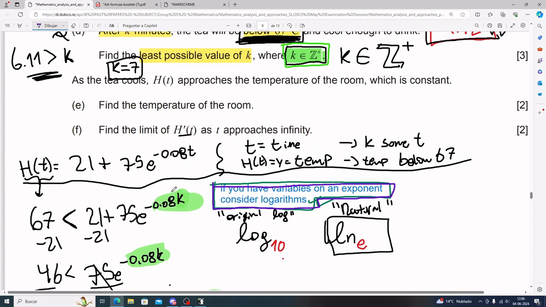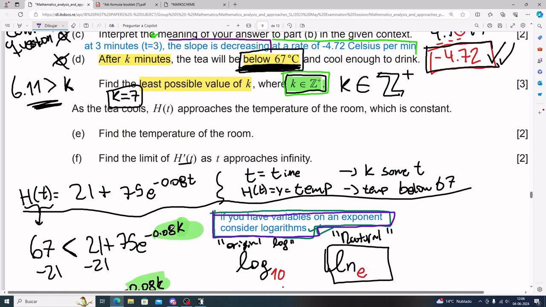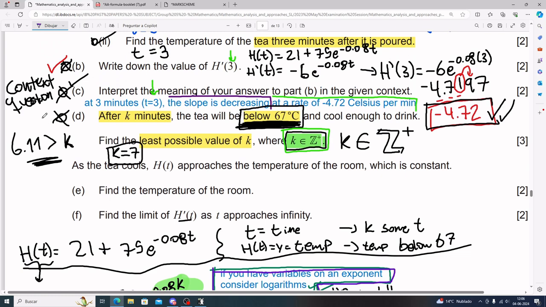So learn logarithms, learn fractions, learn the unit circle. Do all the annoying stuff. It's going to get you points, I assure you. Enough blah blah. That is for part D.